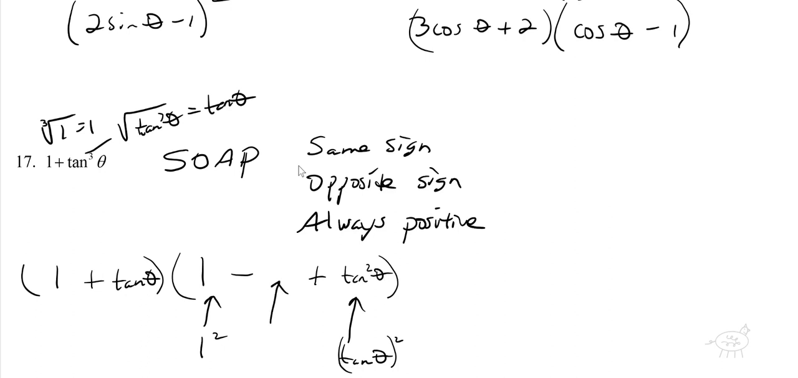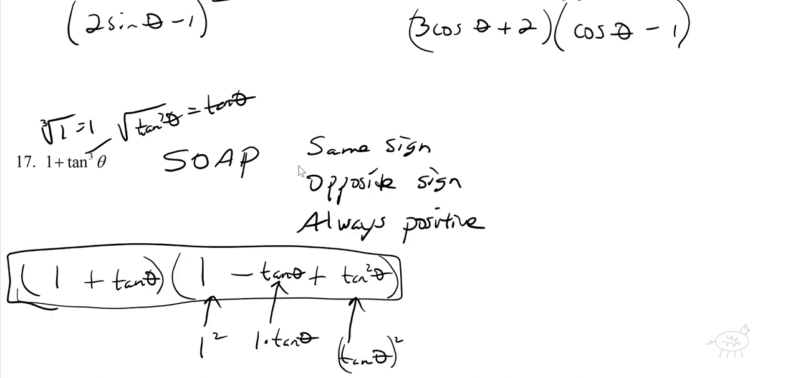And this one right here, you're doing the product of the two. So it's 1 times tangent of theta. Okay? So it's minus tangent of theta. And that's your answer. Okay, so that is a sum of two cubes. Difference, of course, the signs would change. That's it.